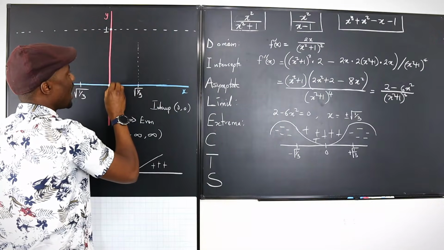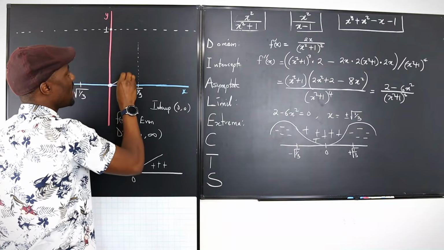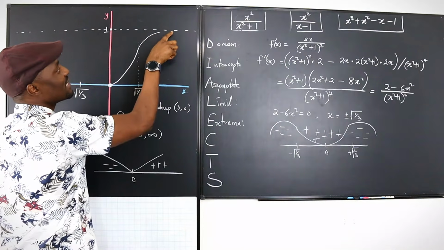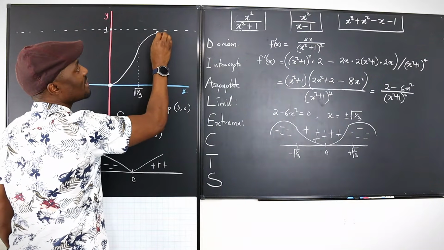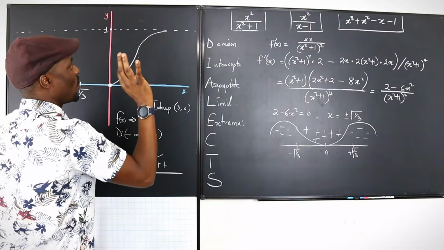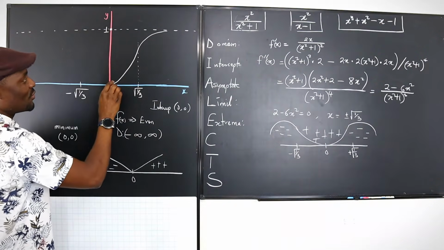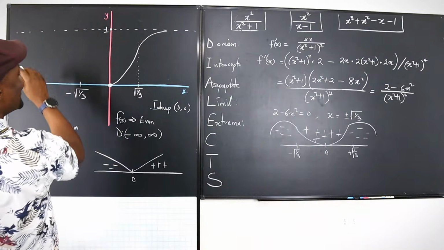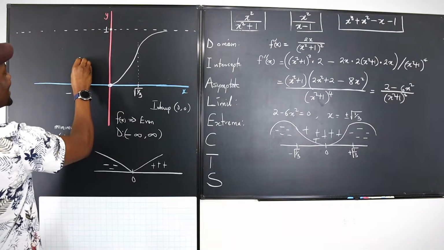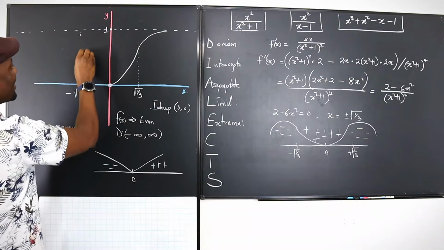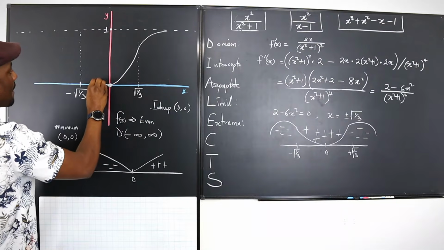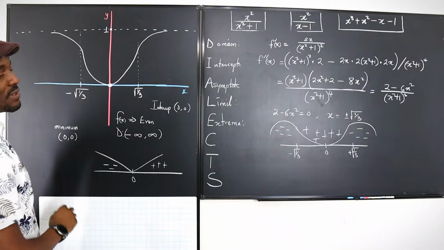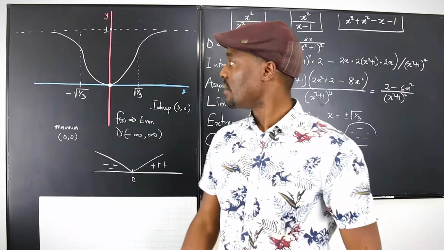So as you're going this way, when you get here, concavity changes, and you never get to 1, you just keep approaching 1. That's all you need to do. The same thing repeats. Remember, it's an even function. So what you have here is just what you need to repeat here. Let's see how easily we can do that. Ooh, that looks beautiful. And that's your curve.